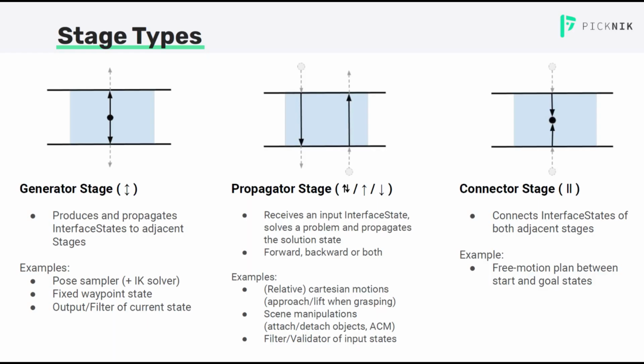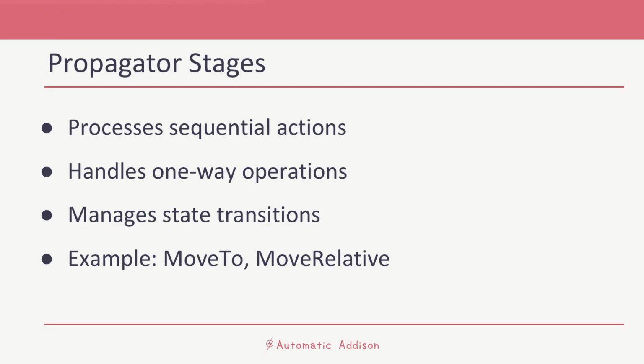A propagator stage is like a one-way street. It receives an input from an adjacent stage, processes that input, and then generates an output for the next stage. Let's take a look at some examples. Move to is a propagating stage type because it takes the robot arm's current state as input and produces a new state as output. For example, the move to stage might start with the arm at rest and end with the arm reaching into a parts bin.